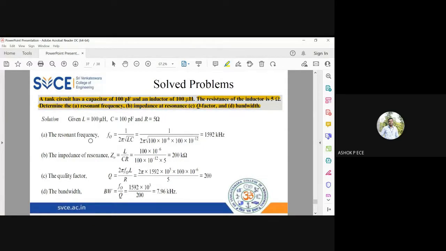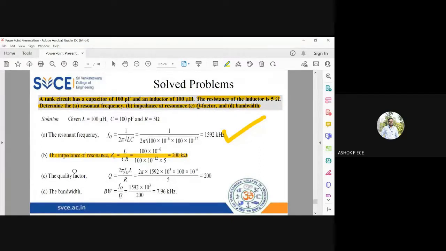So resonant frequency is very simple. You know, F naught is equal to 1 by 2 pi root of LC. Substitute for L and C. You are getting the resonant frequency as 1.592 megahertz. At resonance, the impedance is given by Z naught equal to L by CR. At resonance, it becomes a pure resistance. At resonance, your circuit becomes a pure resistor. So the resistance value is given by L by CR, or 200 kilo ohms.